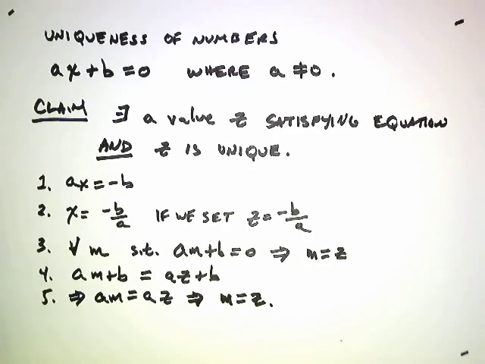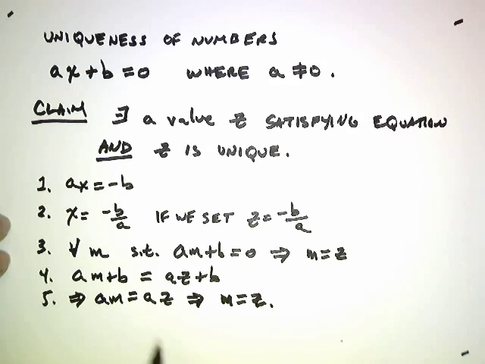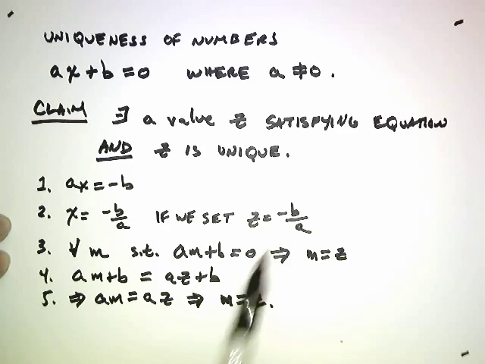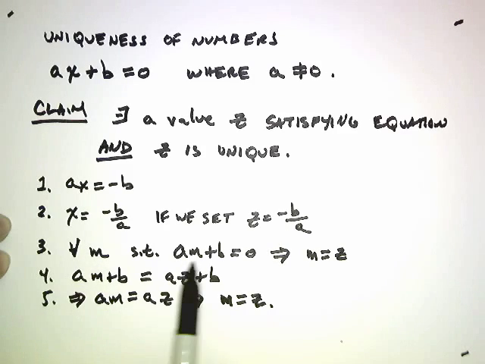We didn't do anything difficult, but it's important to note that what we did do is we took an arbitrary value m that satisfied this equation, am + b = 0, and we showed that m, through a sequence of steps, must equal z. So again, z was a solution, and for any other value m that satisfied this equation, we showed that m must equal z. So z is the unique solution.